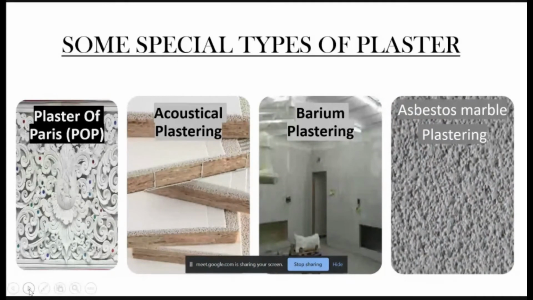Some special types of plaster are plaster of Paris, also known as POP, which is used in the ceilings of houses. Acoustical plastering, which is basically used to determine the temperature of the house, like what the weather is outside the house. Barium plastering is mostly used in rooms for X-rays and photographic rooms, and asbestos marble plasterings are used in houses to make the environment feel cold and hot as per the temperature.